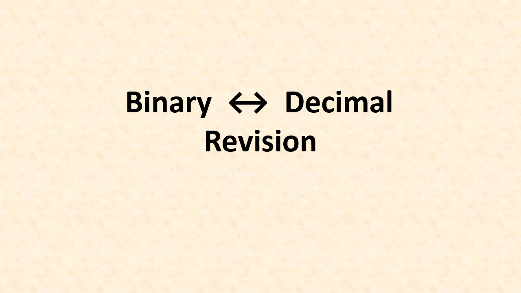Now, we're going to have a quick revision on converting our decimal numbers to binary and our binary numbers to decimal. And we're going to start off with our binary to decimal. To start off with, let's get a number. So our number will be 00001011. And what does that equal in decimal? How do we work it out?